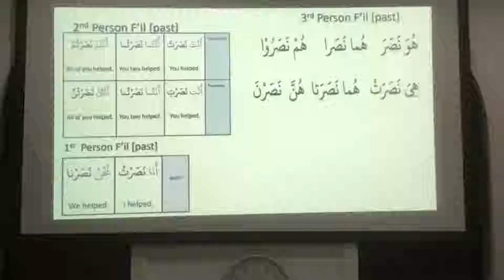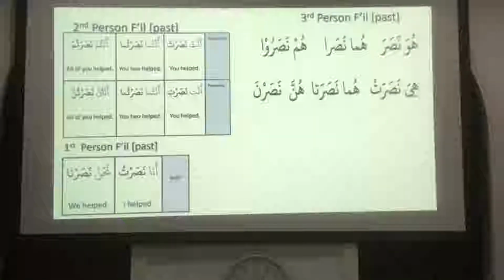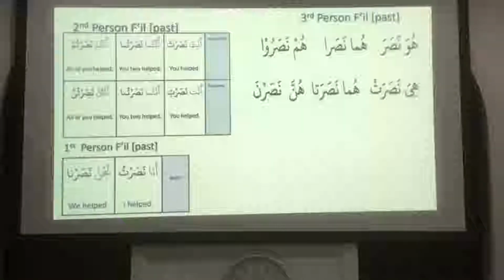Second person is very easy because it's just attaching the ending to the end of the fi'l. So nasarta is like anta. Anta finishes with ta, so it's nasarta. Antuma is nasartuma. Antum is nasartum. Anti is nasarti. Antuma is nasartuma. And antunna is nasartunna. Ana nasartu and nahnu nasarna. So I hope everybody is clear on this, so no confusion inshallah.